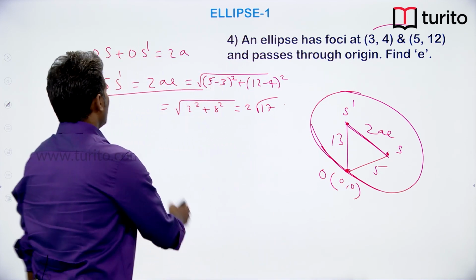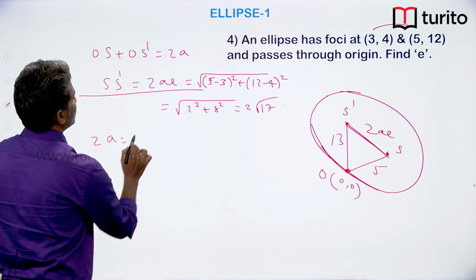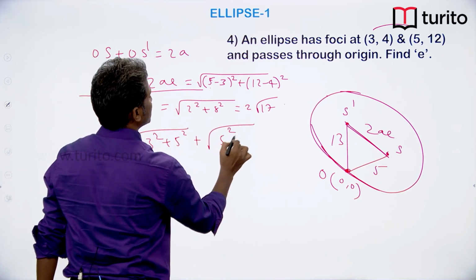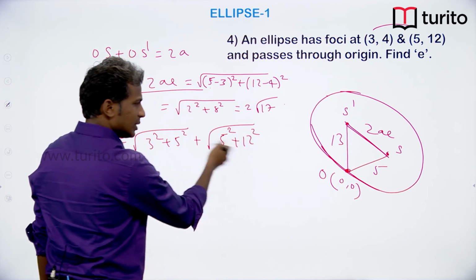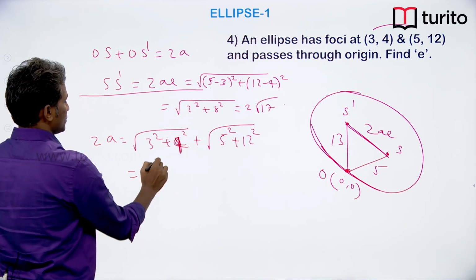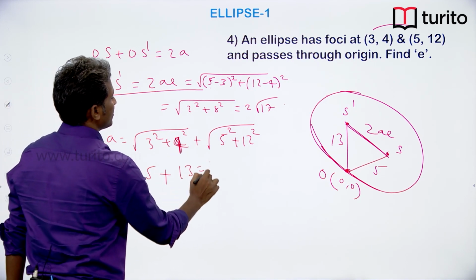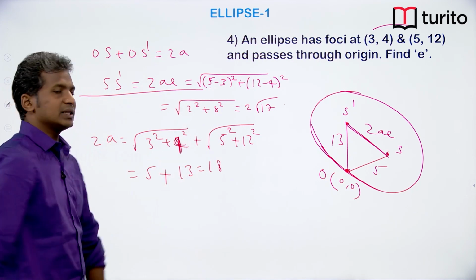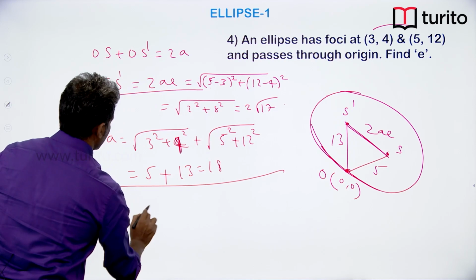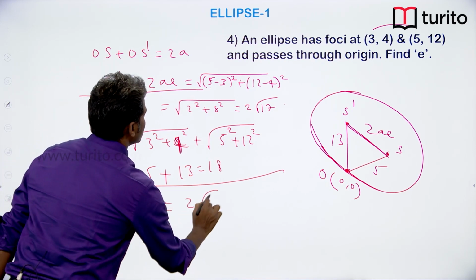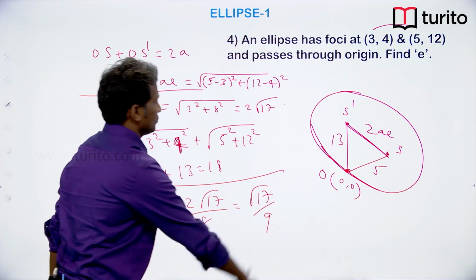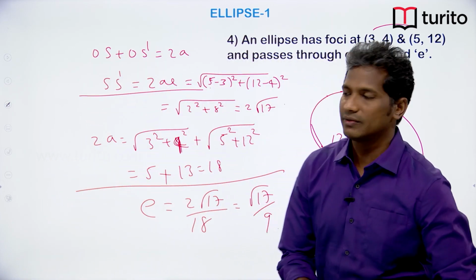Okay. So basically the 2A is going to be root of 3 square plus 4 square plus root of 5 square plus 12 square. Because I remember these numbers, this becomes 5 plus 13, which is same as 18. Now if I just take the ratio of these two, I will get E. So E equal to 2 root 17 by 18, which is same as root 17 by 9. So the answer to this question is root 17 by 9.